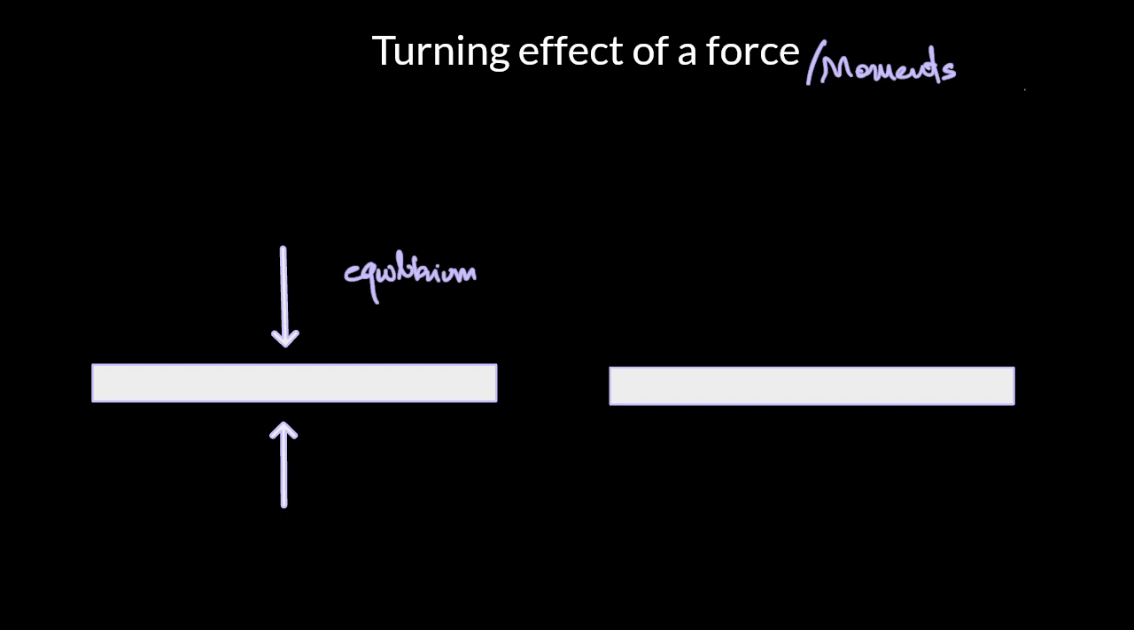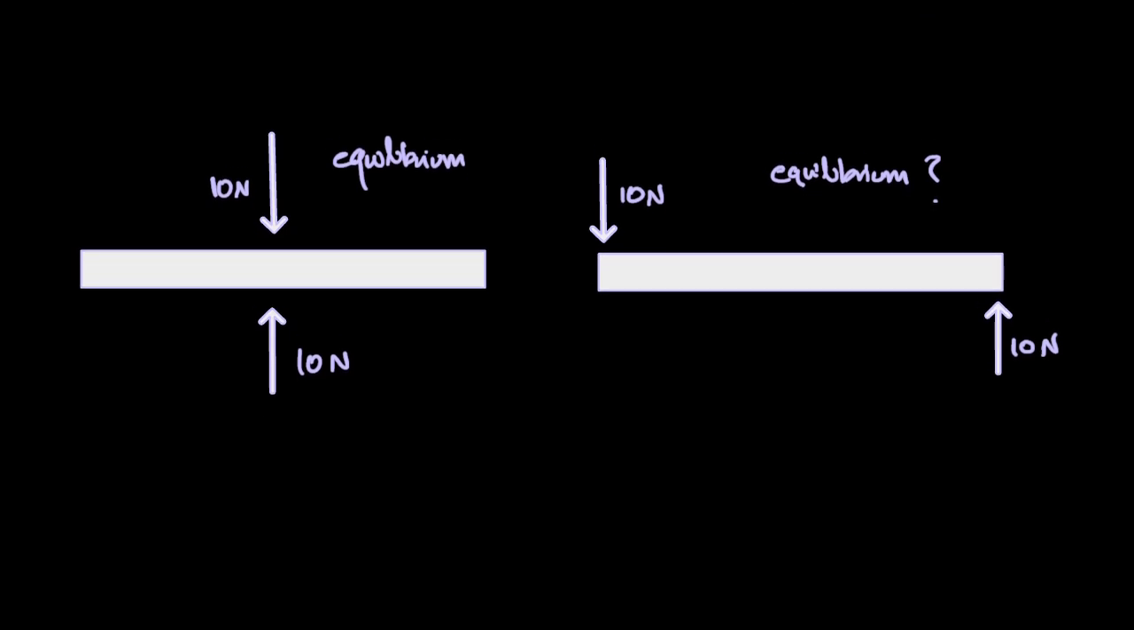I'll write down a value as well. Let's say this is 10 newtons and this is also 10 newtons. Now on the second rod, or rod B, you have the same 10 newton force acting downwards, and on the other side you have this same 10 newton force acting upwards. This is 10 newtons and this is also 10 newtons. So the question is, is this object also in equilibrium? It's not, right? Since there are two conditions for equilibrium.